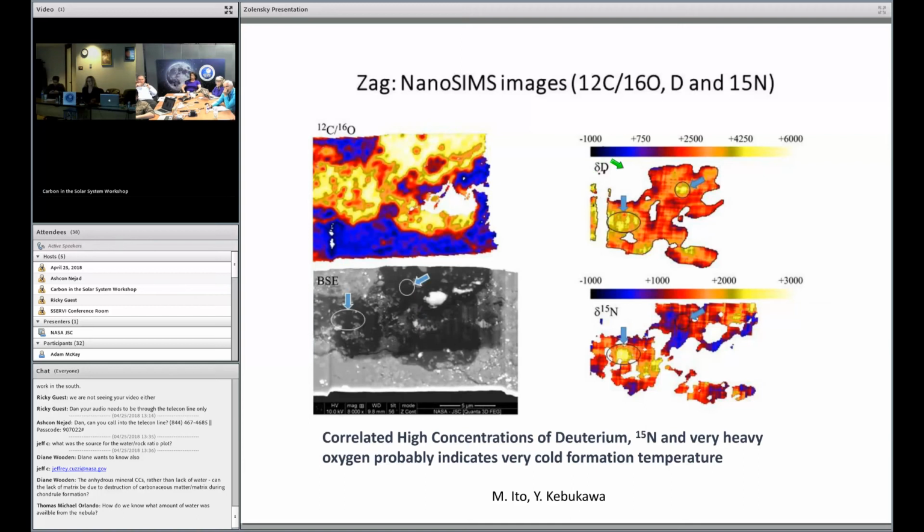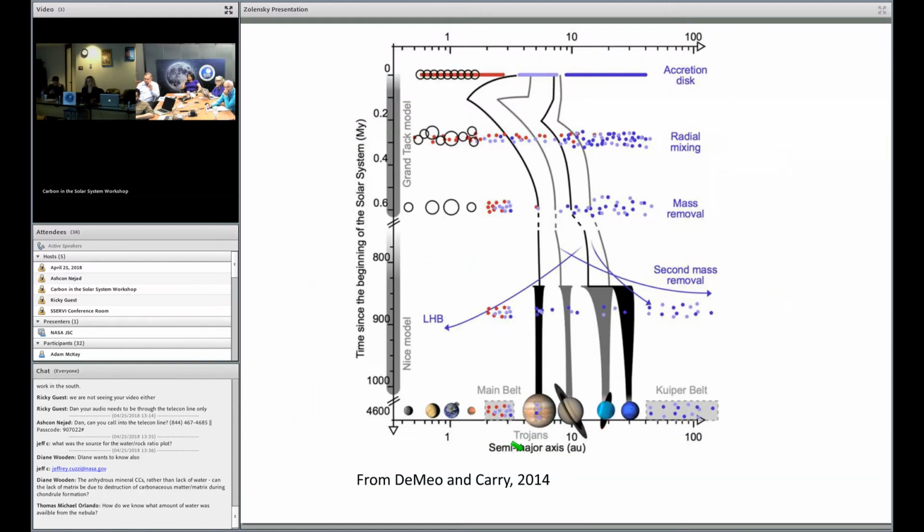The cool thing here is, this is a map of nitrogen-15, which is a heavy, neutron-rich isotope of nitrogen. And this is deuterium, the neutron-rich isotope of hydrogen. And you see correlated excesses of heavy hydrogen and heavy nitrogen in different spots in this class, which is very unusual, and those suggest very cold formation temperatures. Again, outer solar system stuff.